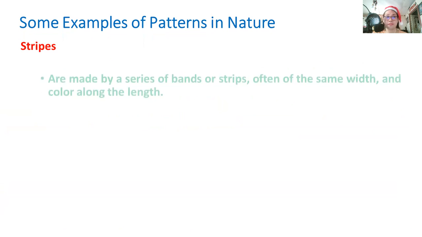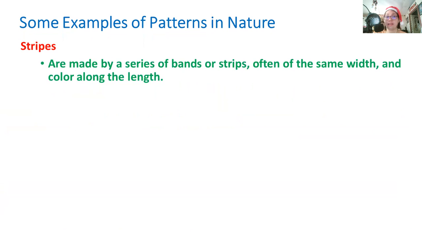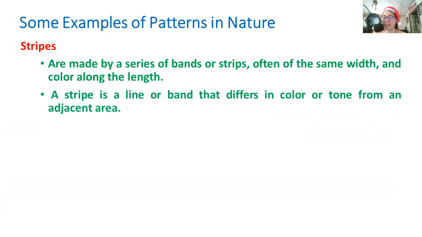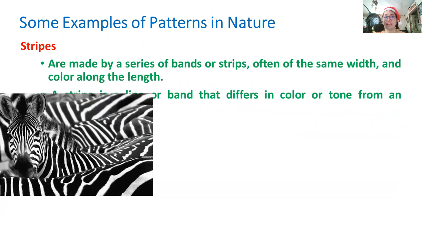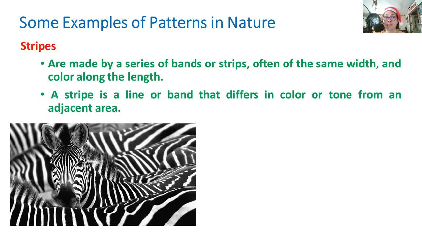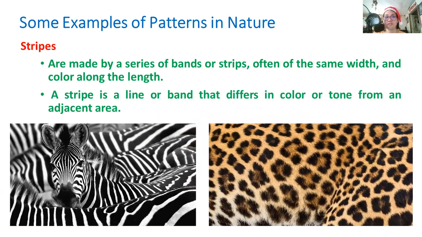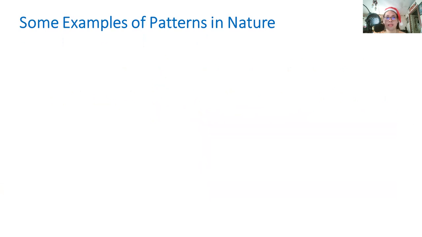So another example of patterns in nature is stripes. Stripes are made by a series of bands or strips, often of the same width and color along the length. A stripe is a line or band that differs in color or tone from an adjacent area. An example of stripes can be seen in the skin of a zebra and of course the leopard. So these are examples of stripes. And next, second to the last, fractal is a never-ending pattern.